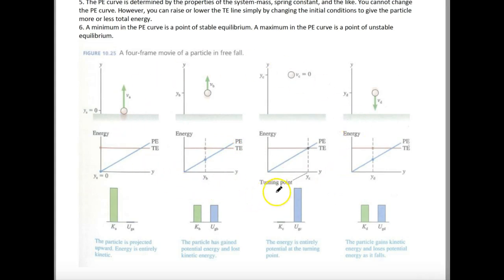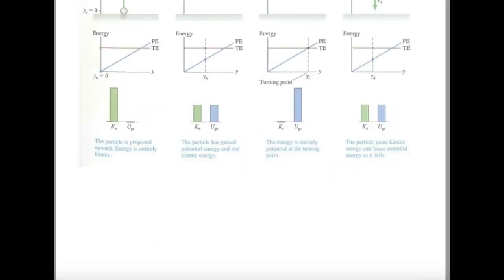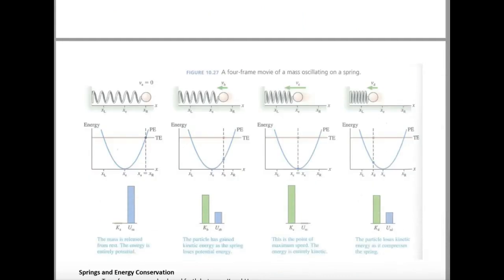So you can see what happens here with this particle in free fall, and notice that it does go up first and then it falls back down. Notice that it's at the very bottom on the curve. It's very stable there. As it increases its energy, it becomes more unstable until it has total potential energy. And then when it falls back down, it's coming back to a state of equilibrium that it enjoys.